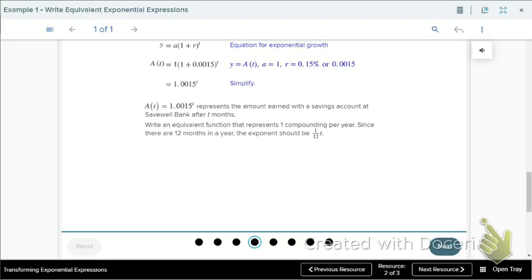So right now this represents 1 year. So we've got to change that. I said that backwards. Right now, this t represents the fact that it's happening once a month. We want to look at it happening once per year. So we change our exponent to 1/12 t.